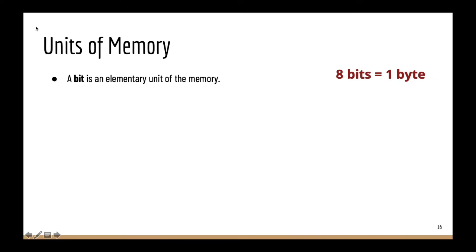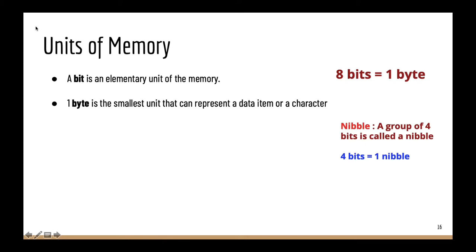Now, why have I converted bits into byte? That's because 1 byte is the smallest unit that can represent a data item or a character. You cannot use the elementary unit, that is bit, for representing something. For representing even the smallest of character like full stop or comma or A, B, C, D, the minimum amount of memory that you require is 1 byte. Let's know about another term called nibble. A group of 4 bits is called a nibble. So 4 bits is equal to 1 nibble.